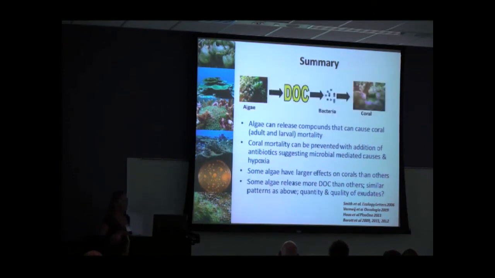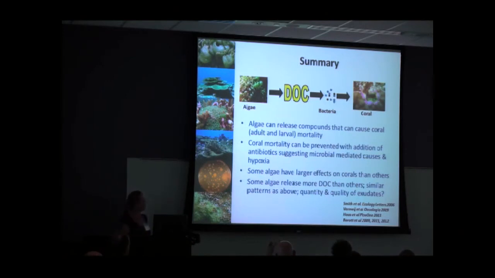So from this work, we've seen that algae can release compounds that seem to be able to cause coral mortality, and that mortality can be prevented with the addition of antibiotics. There seems to be this hypoxia that's created likely by microbial respiration. Some algae have larger effects than others. Some have no effects. Some are benign. Some are more significant. We see different DOC release rates.